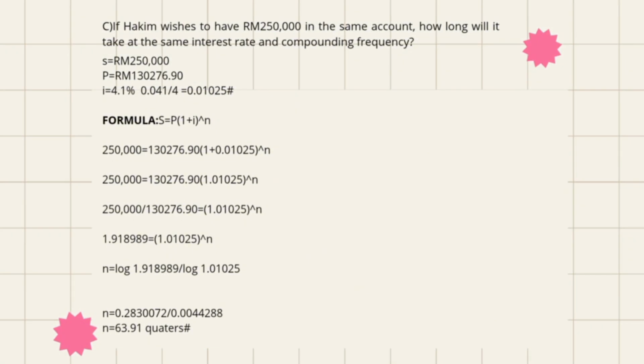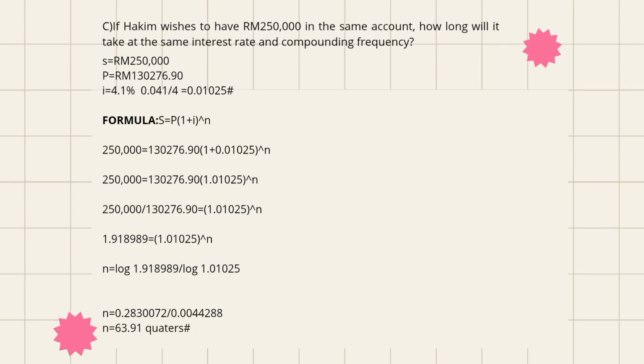Question C. If Hakim wishes to have 250,000 ringgit in the account, how long will it take at the same interest rate and compounding frequency? S equals 250,000 ringgit. P equals 130,276 ringgit and 90 cents. I equals 4.1%, compounded quarterly, so the quarterly rate is R equals 0.01025. The formula is S equals P times (1 plus R) to the power of n. So 250,000 equals 130,276.90 times (1 plus 0.01025) to the power of n.